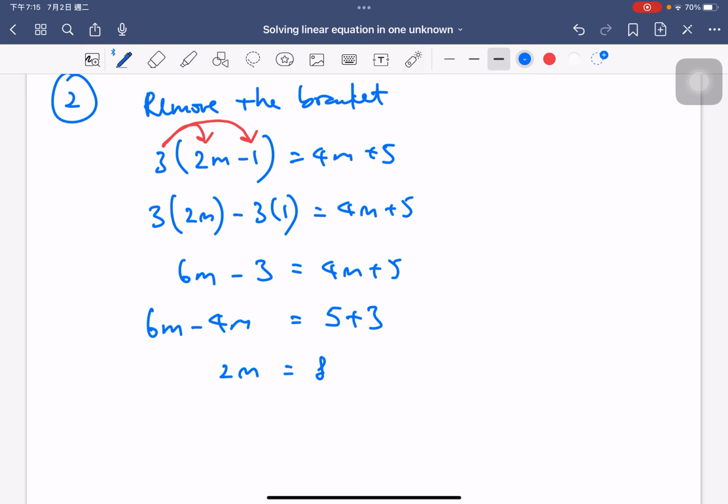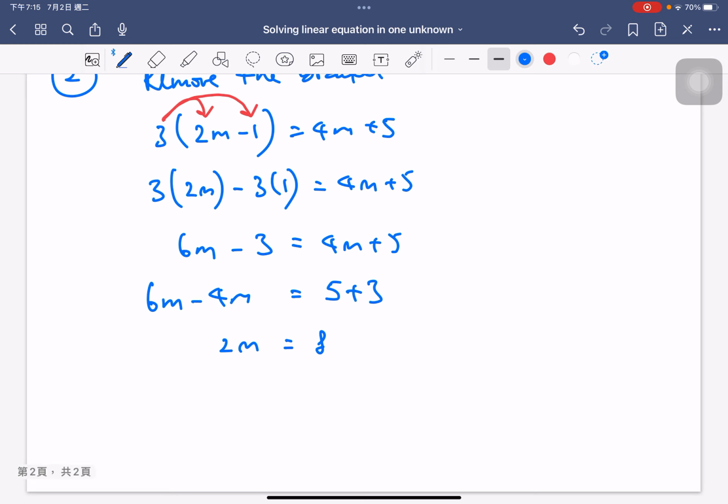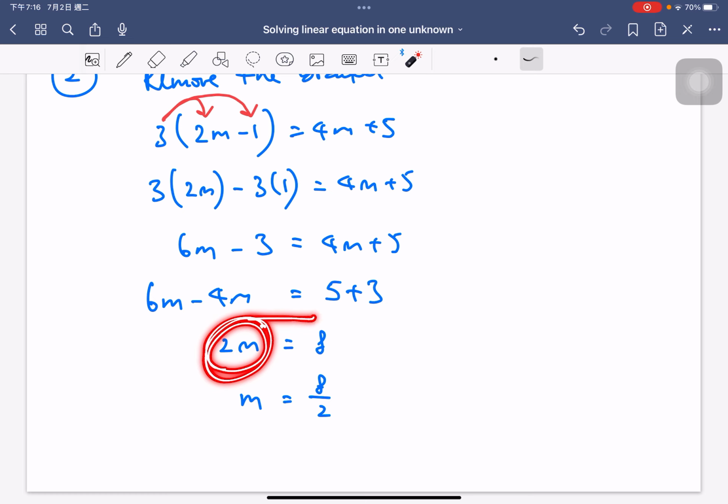So back to the original equation. So m is just equal to 8 divided by 2. So originally, this is times, isn't it? I don't want the times. Moving to the right becomes divide. So m is equal to 4.